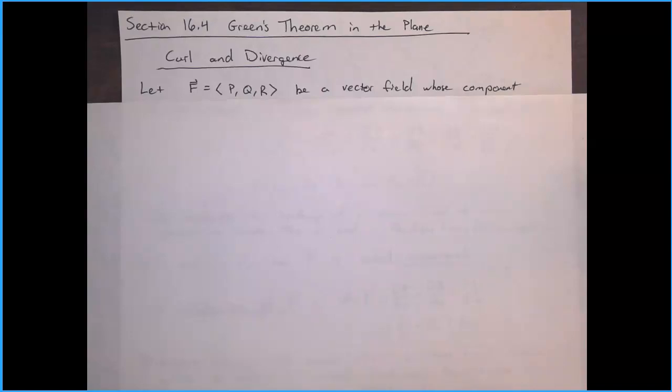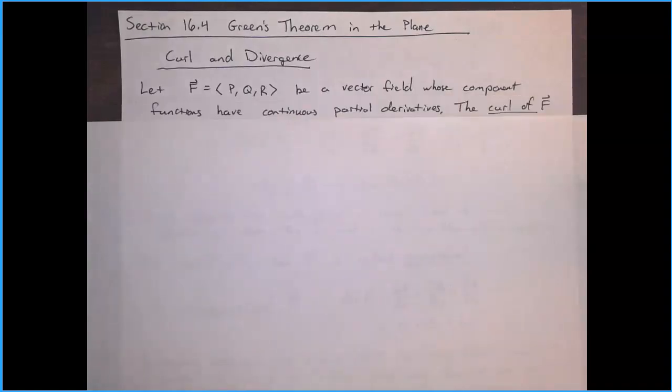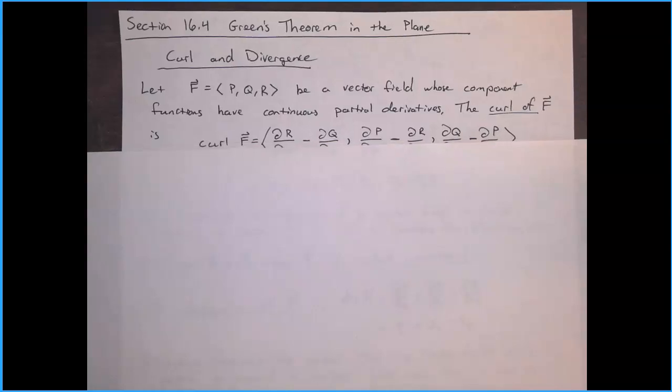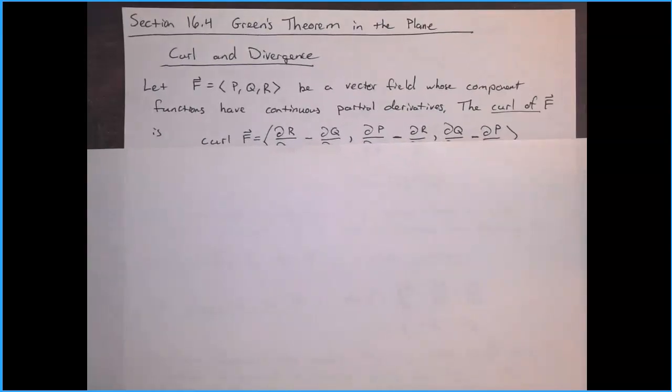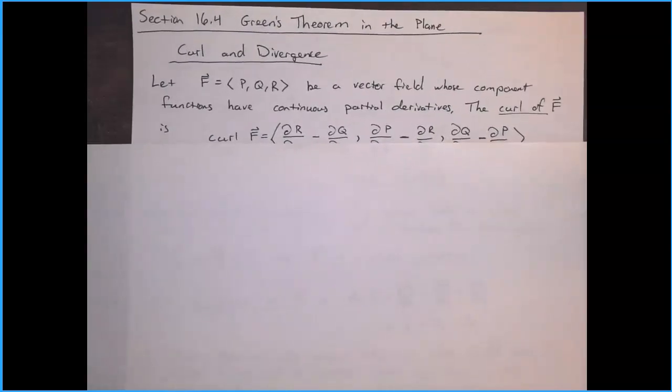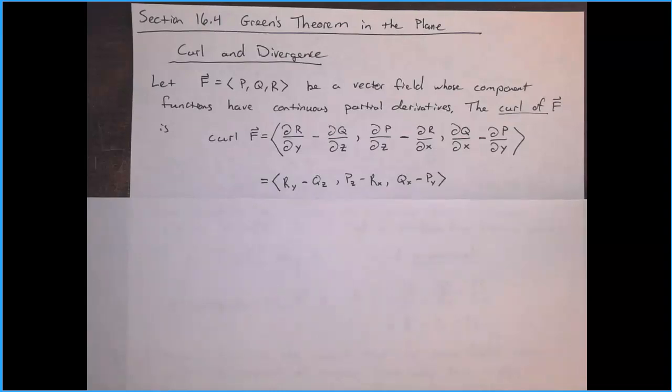So first, we assume that we have some three-dimensional vector field, F, and I'm going to call the components of that vector field P, Q, and R. We're going to assume that those component functions have continuous partial derivatives, and then we define the curl in this way. So the curl of F is another vector field that's defined as the partial derivative of R with respect to Y minus the partial derivative of Q with respect to Z.